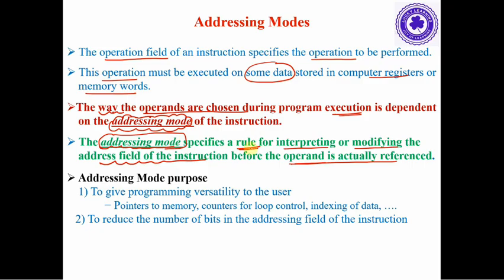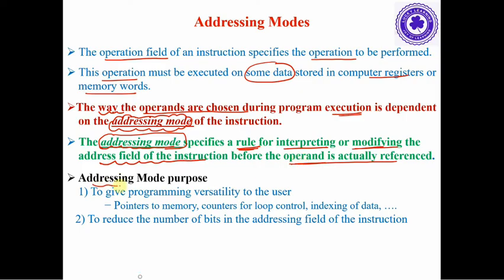That addressing mode specifies a rule for interpreting or modifying the address field of the instruction. In the address field of the instruction, we specify something that is to be interpreted or modified further, so that we can find the address of the operand on which it is required to perform the operation.